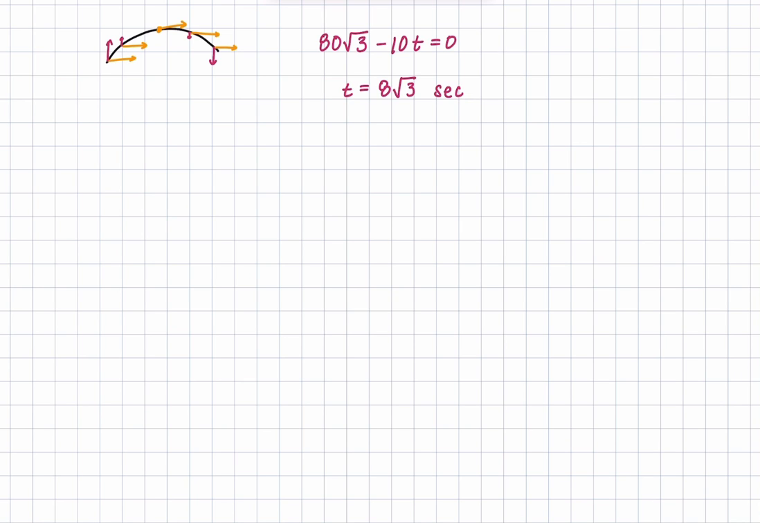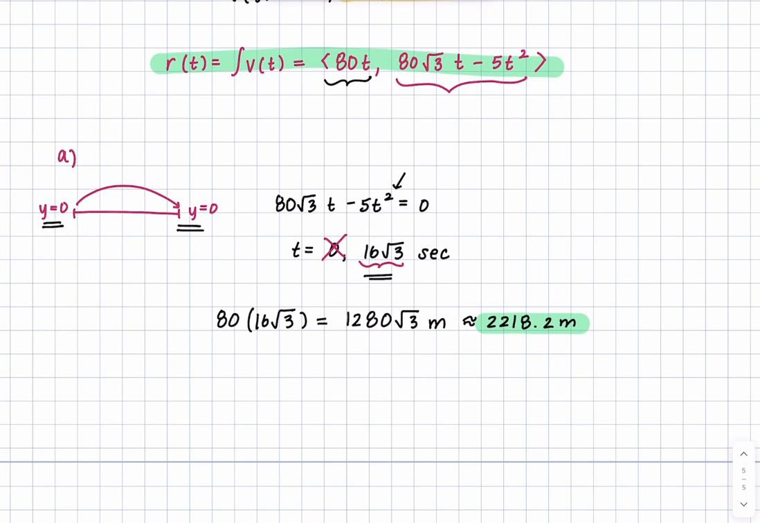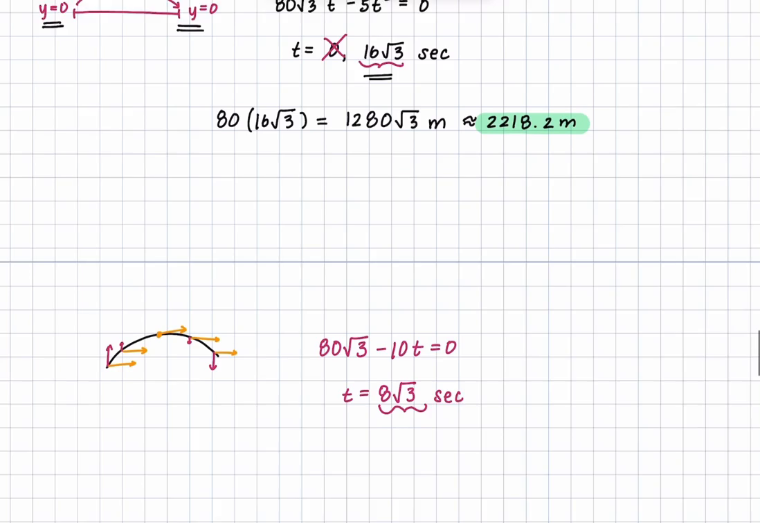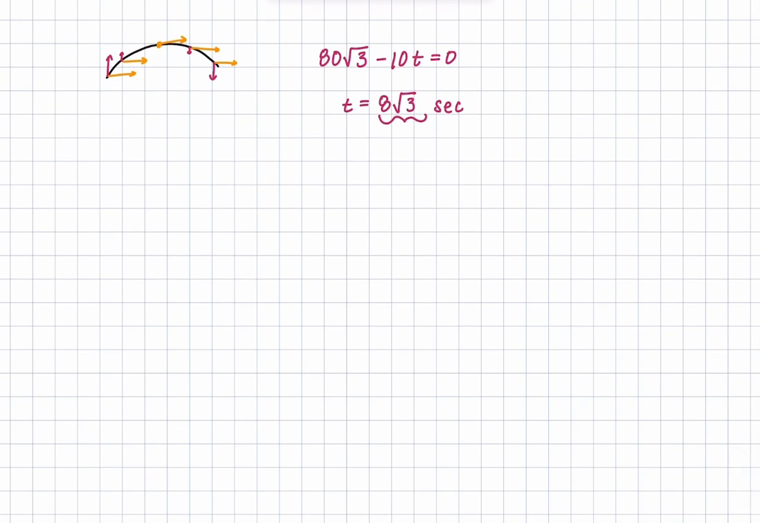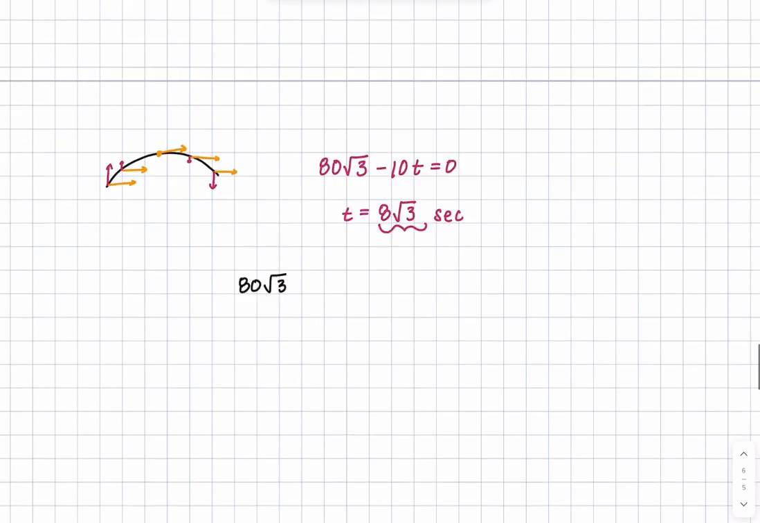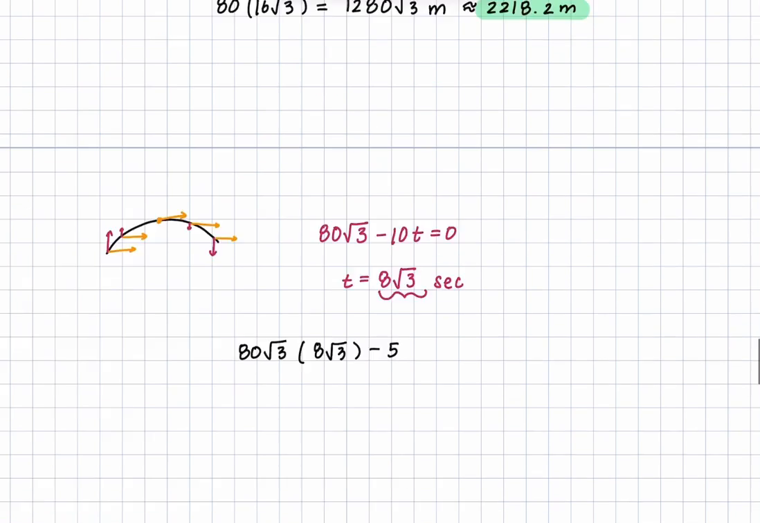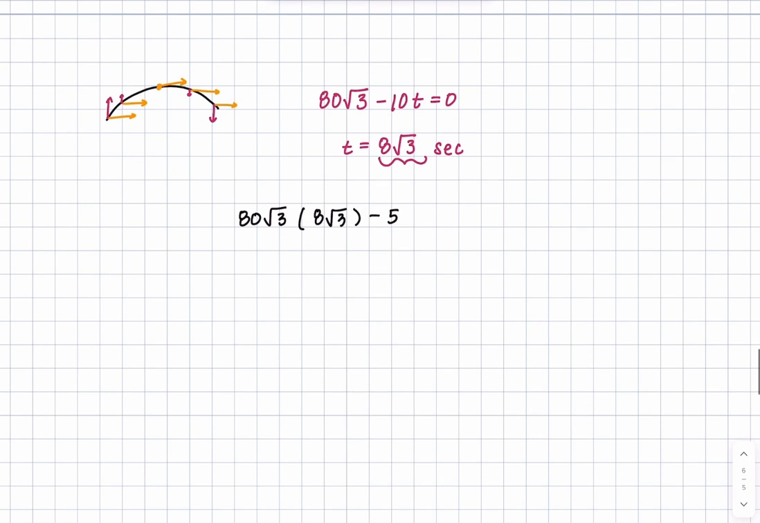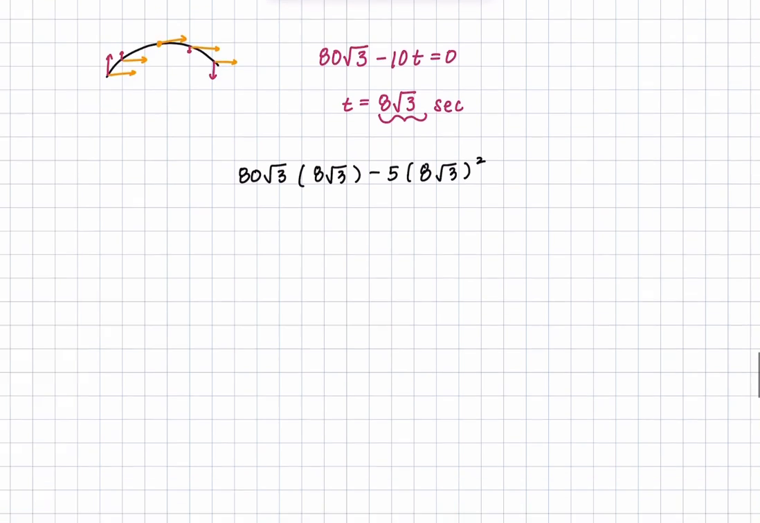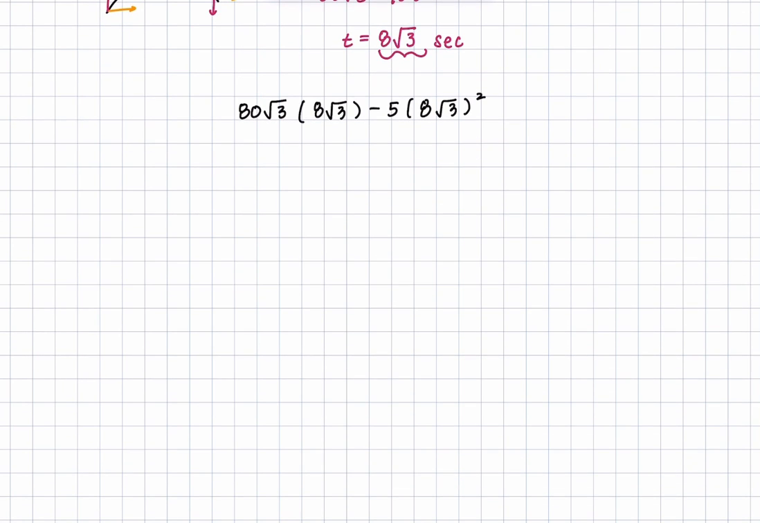Now to find the y max, I can plug this time into my position component for the y. So that is 80 root 3 times t, so times 8 root 3, minus 5 times t squared, so that's 8 root 3 squared. And when I plug these numbers in my calculator, I get that this equals 960 meters.